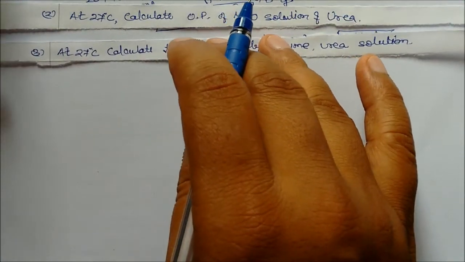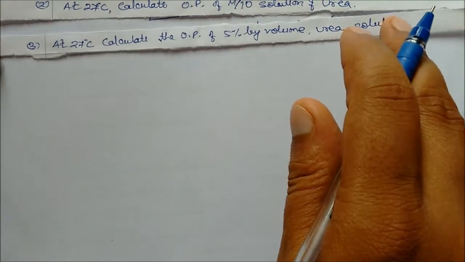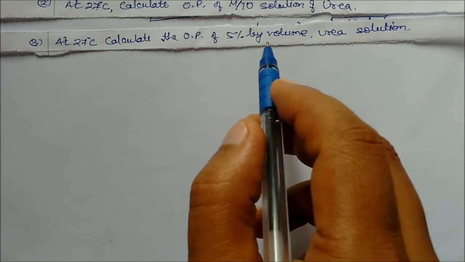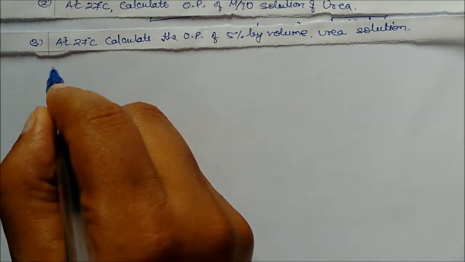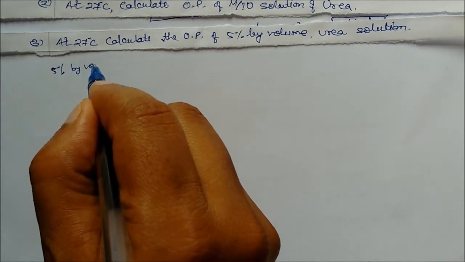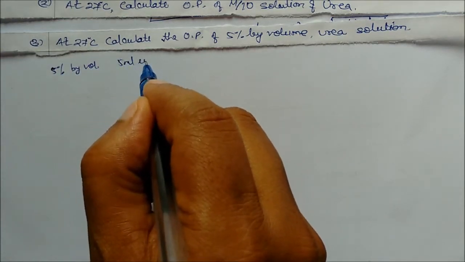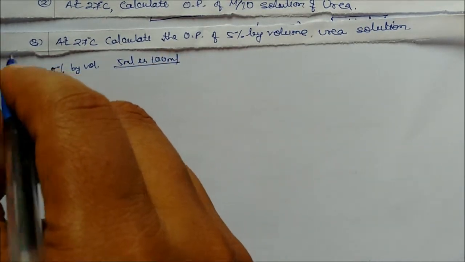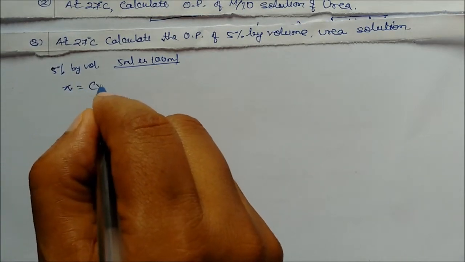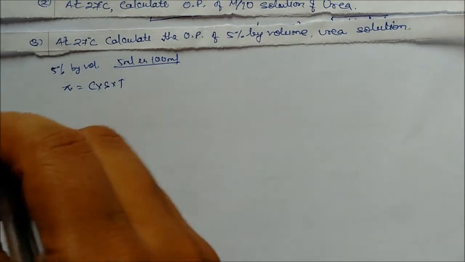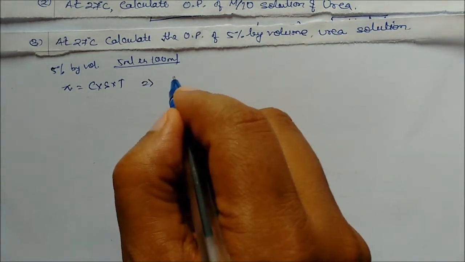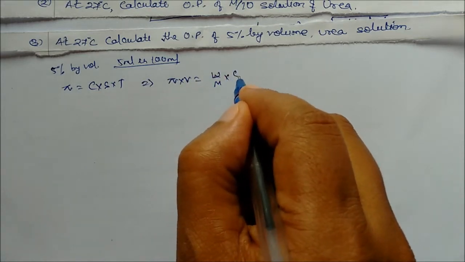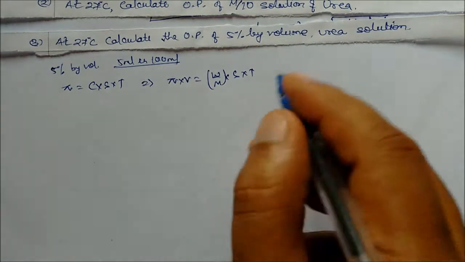Next we can see: at 27 degree centigrade, calculate the osmotic pressure of 5% by volume urea. 5% by volume clearly means 5 gram in 100 ml of solution, so 95 ml is the solvent. Again we take the formula pi equals C into S into T. We can also write pi into V equals W by M into S into T, where this is the number of moles, the solution constant, and the temperature is given.